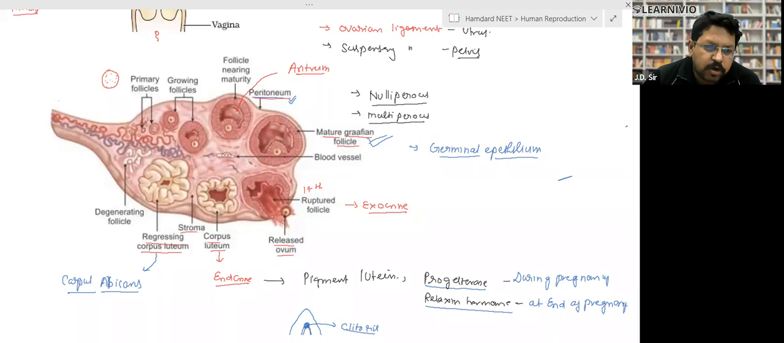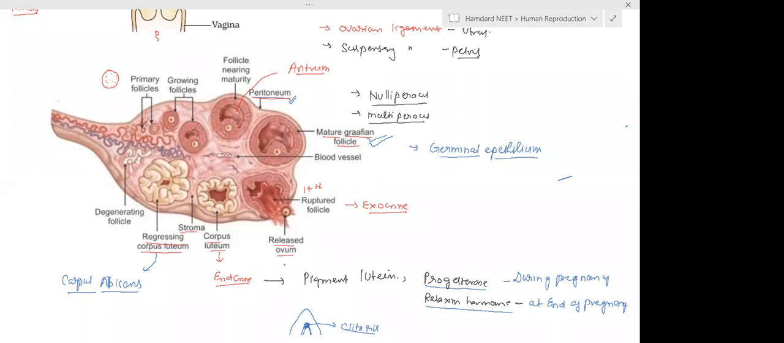This Graafian follicle, on the 14th day of the menstrual cycle, is released into the fallopian tube of the female. Now the egg is released, and the ruptured follicle part contracts and becomes the corpus luteum. When it becomes the corpus luteum, it starts releasing a hormone called progesterone. If fertilization does not take place, it starts regressing and then it will vanish. Got it? Okay. Now it's clear? Yes.